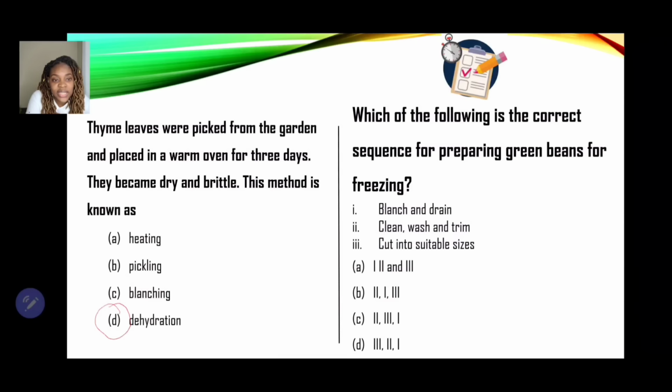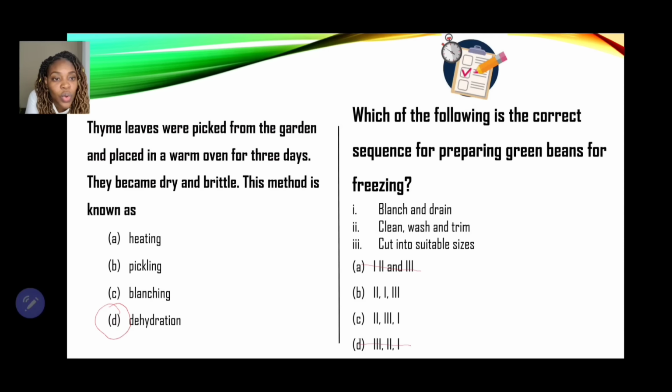So we have to clean, right? So the first one I would say is to clean, wash, and trim, right? Then we cut into suitable sizes, and then we blanch and drain. So we're looking for clean, wash, and trim first. So that is number 2. Remember, we're putting them in order. So any option that doesn't start with 2, we're eliminating those, right?